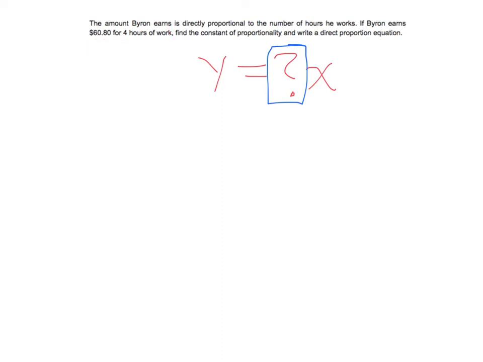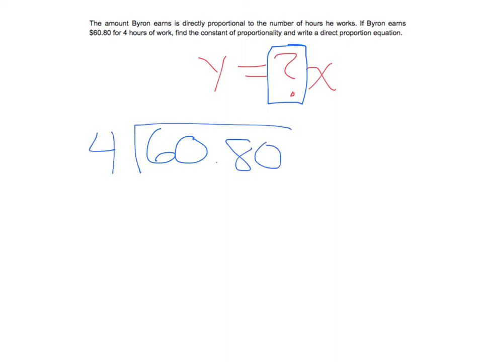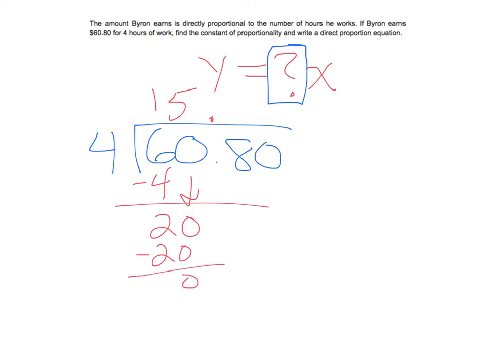The constant of proportionality, or a mystery, is not the amount he earns in 4 hours, but how much he would earn in 1 hour. So to find that out, we're going to simply do $60.80 divided by 4. So 4 goes into 6 once. Subtract, bring down your 0. 4 goes into 20 5 times. That's a 20. Subtract, 0, bring down your 8. Notice I put my decimal point up there. 4 goes into 8 2 times. Subtract, you get a 0.